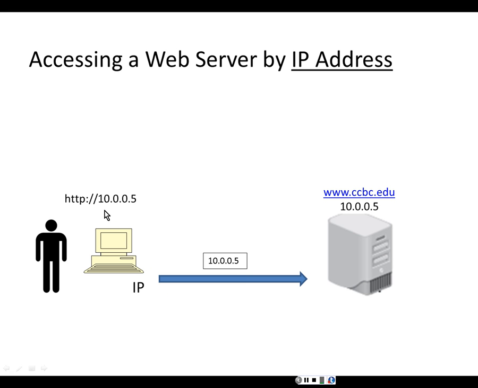But users usually cannot remember IP addresses. They usually remember host names, such as ccbc.edu. Typically, a user would type www.ccbc.edu to access the web page. So if the user types ccbc.edu and presses the enter key, then the IP protocol will send a packet to the IP address for ccbc.edu, and that's 10.0.0.5. Now, here's the question.